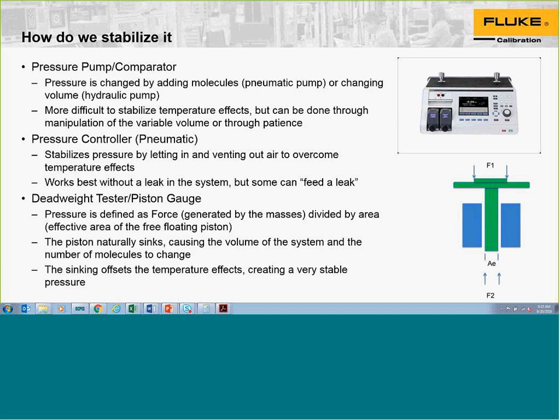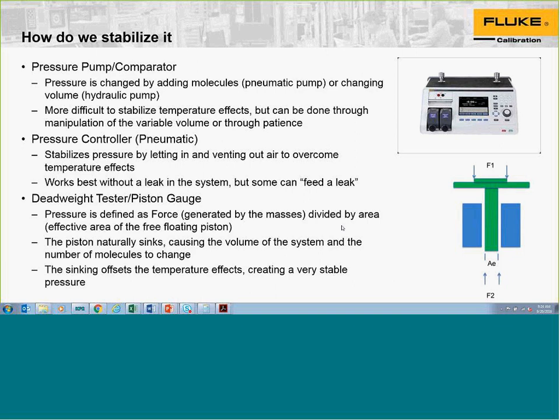The key to that stability is there are only really two forces at play: the force of the masses down on the piston, masses accelerated by gravity pushing down on the piston, and the force generated by the pressure pushing up on the piston. An additional force like friction between the piston and cylinder would then give instability in your pressure measurement. But as long as it's properly built and clean, you have a very stable pressure with a deadweight tester or piston gauge.